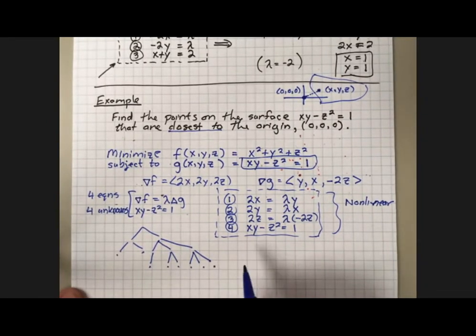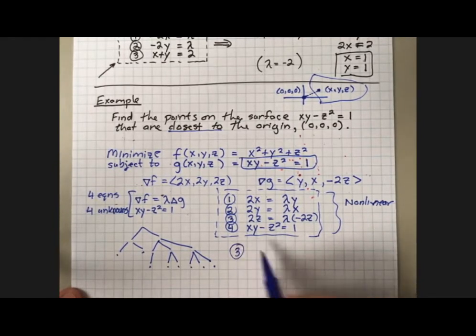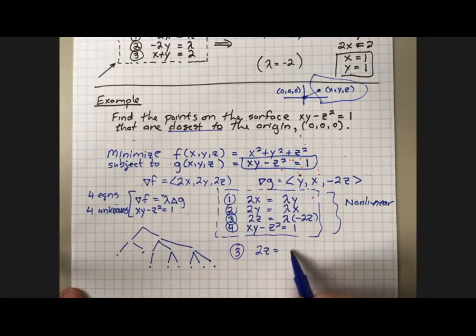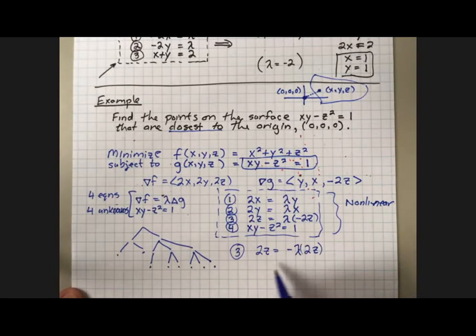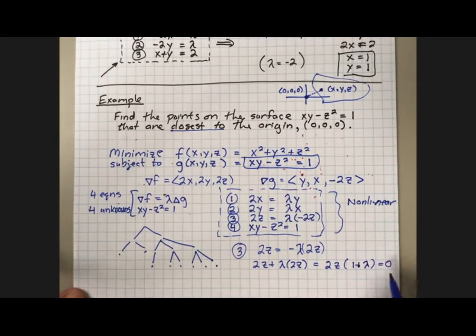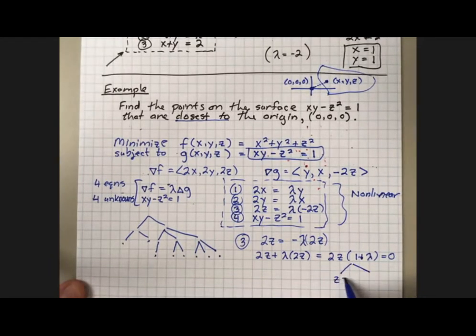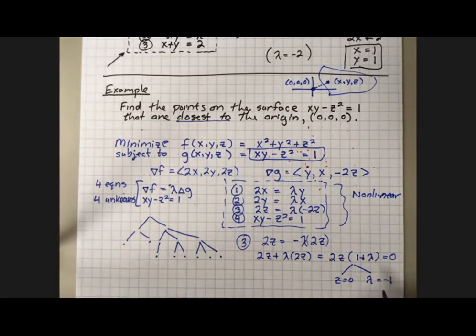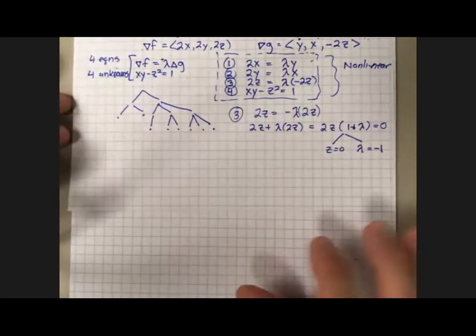And what I notice in equation three, for example, is that if I write 2z equals minus lambda 2z and bring the 2z lambda over to the other side, I don't have to divide by 2z and say lambda is minus 1. No, that's not good, because dividing by 2z is eliminating z equals 0. What I want to do is factor. I factor out 2z, and do you see, this gives me the same result. This gives me two cases, z equals 0 or lambda equals minus 1. So the style of pursuing Lagrange multipliers is the style of exhausting all your cases.